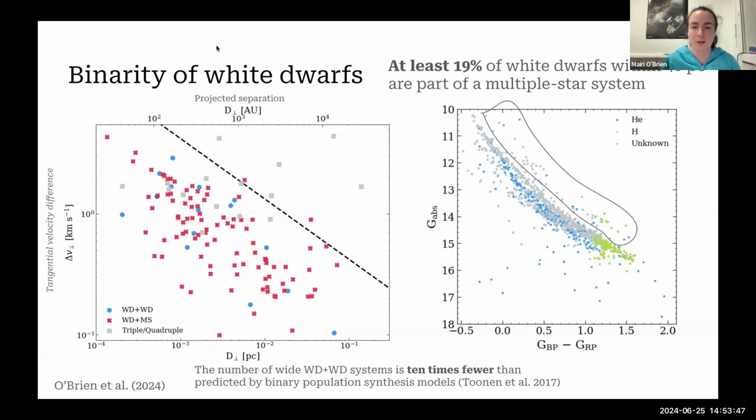So overall, with these searches, we find that at least 19% of white dwarfs are part of a multiple star system, but the number is probably higher than that.